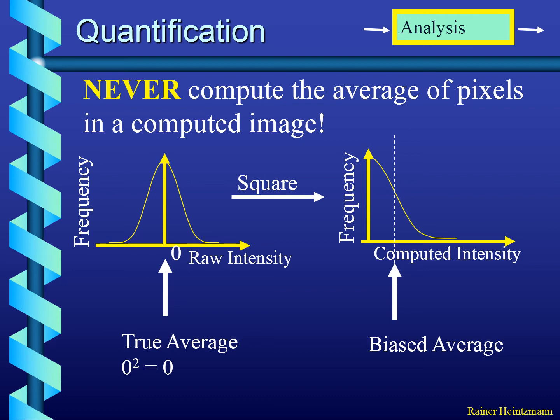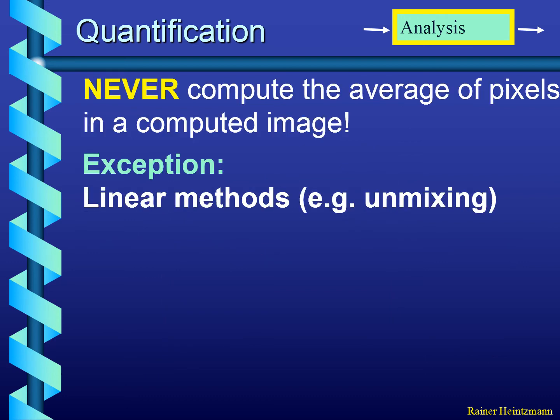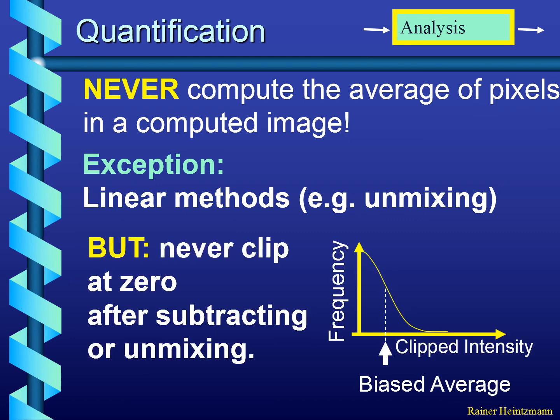So be careful. And there is an exception, which is for everything that is linear computation. You can prove that for any linear operation, it doesn't matter whether you're first taking the average and then computing your linear transformation, or first transforming and then computing the average. However, another word of caution, never clip at 0. If you, for example, clip away the negative intensities, then you're again getting biases.